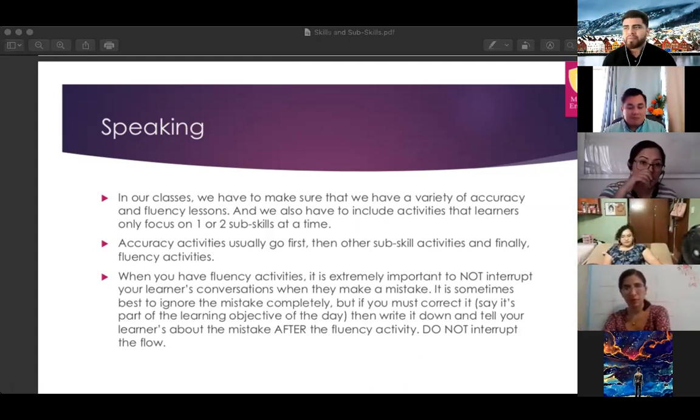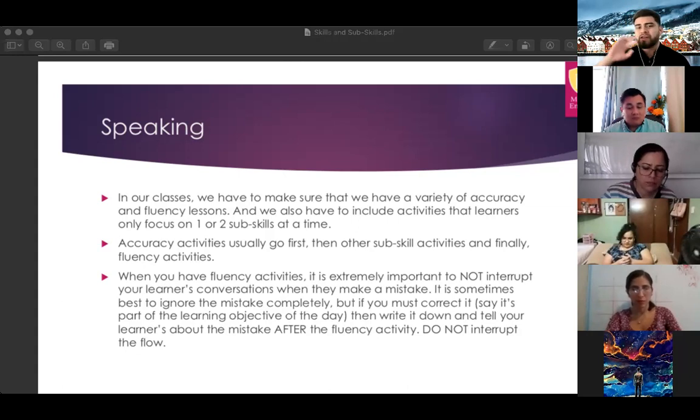And sometimes in my classes, I don't even correct my students, but I tell them, okay guys, for this activity, I just want you to speak without stopping. It doesn't matter if you don't know a word, try to explain it in another way. And don't speak in Spanish. The most important thing is just flow. If you make a mistake, don't worry. It's okay. Just focus on speaking without stopping.